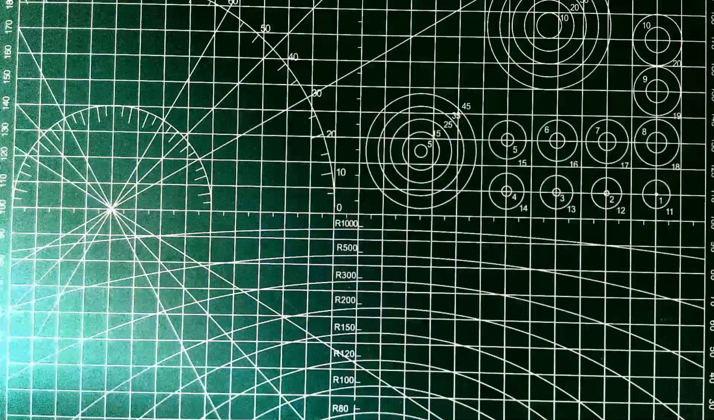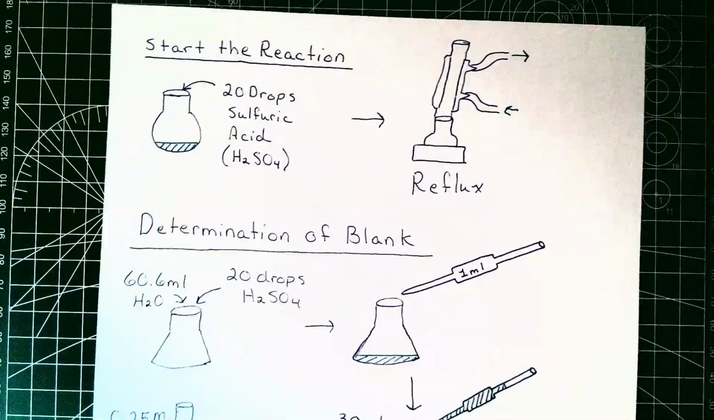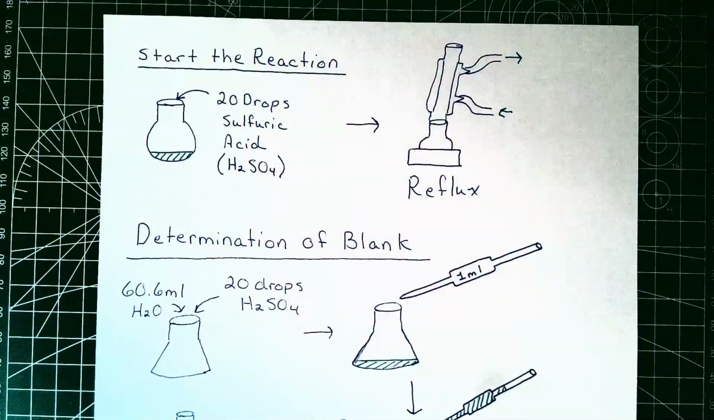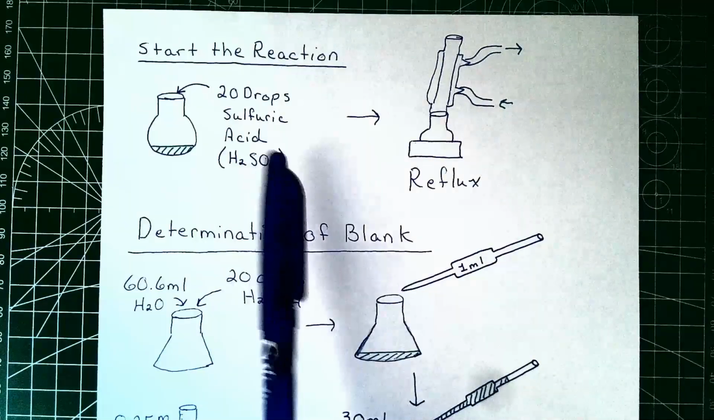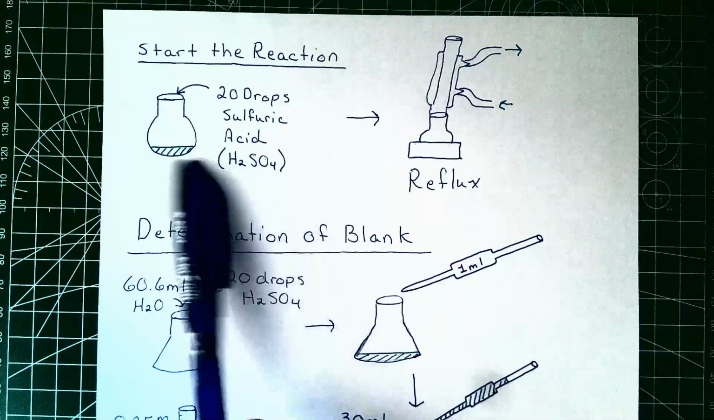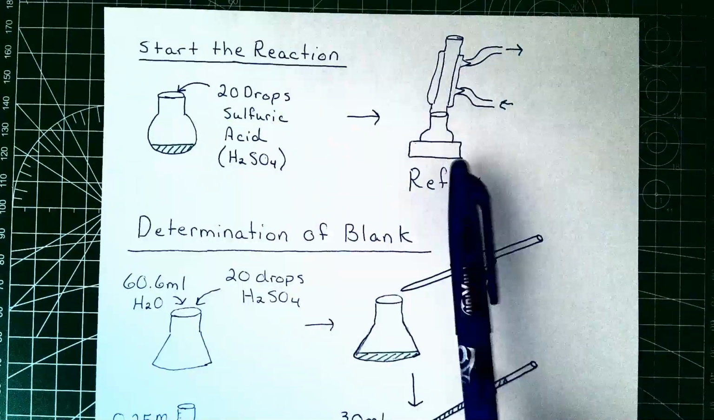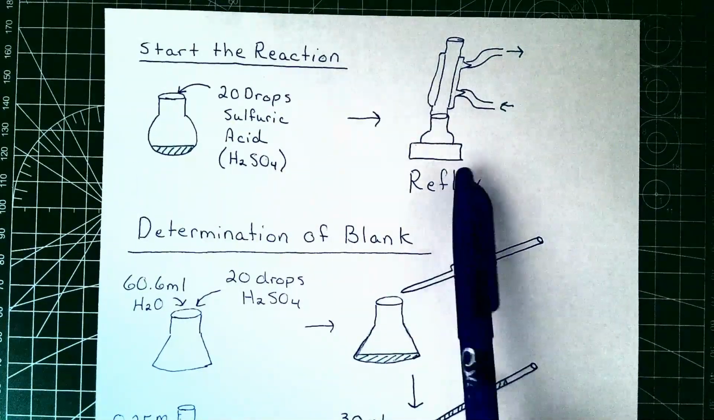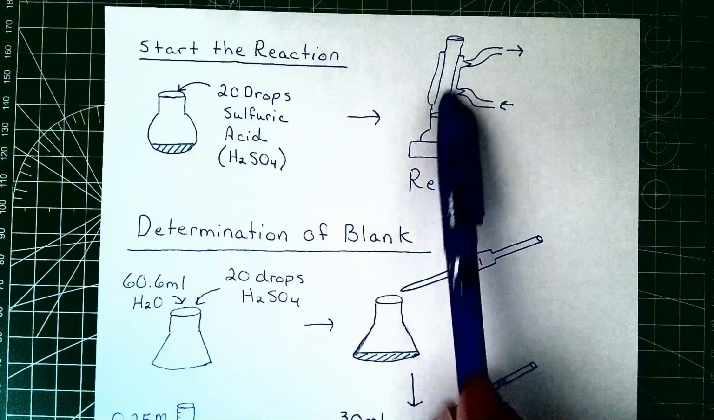The next thing that we're going to do is actually start the reaction. So we're going to add our catalyst in the form of 20 drops of concentrated sulfuric acid in there. And then we're going to start to reflux it. We're going to attach a condenser to the top and we're going to heat it up.